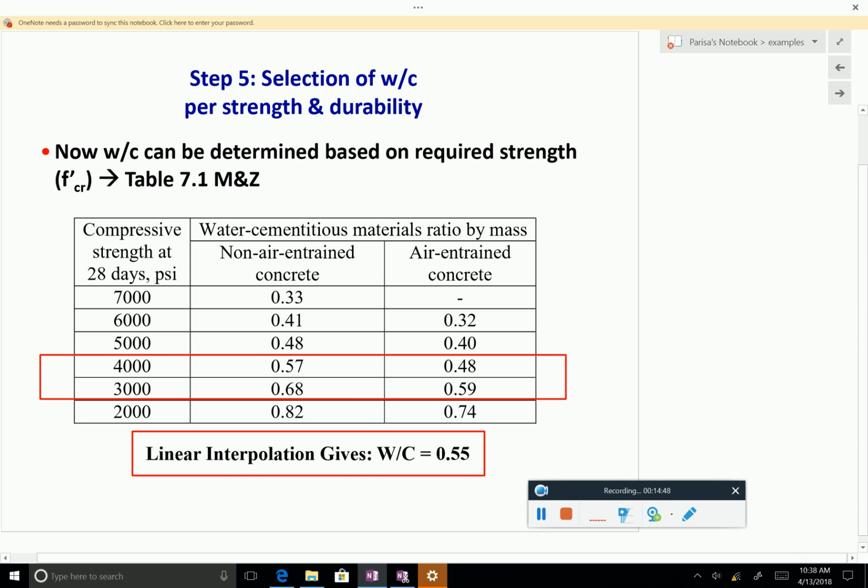So what you do is what is given. So what you enter is 3,000 plus 1.34 times 250, because the standard deviation is given. And this is what you get. I saw a lot of correct answers.